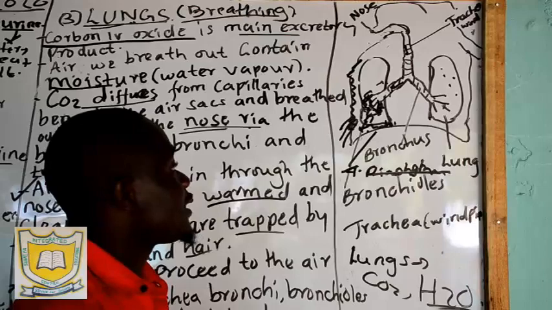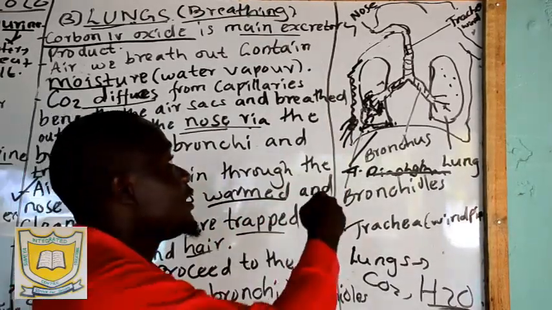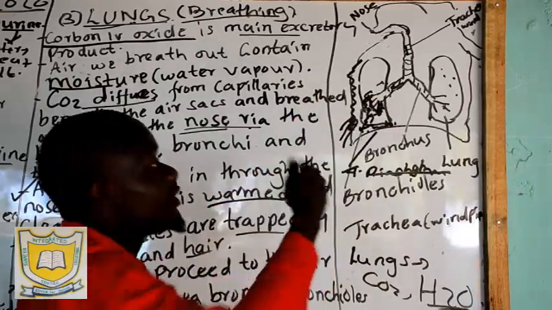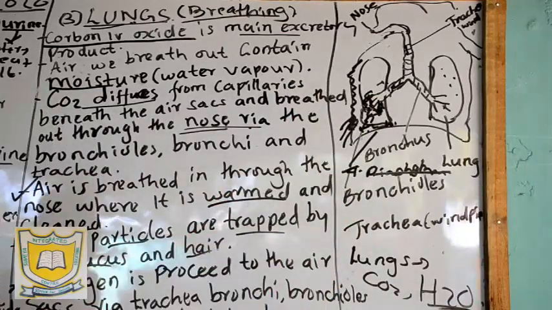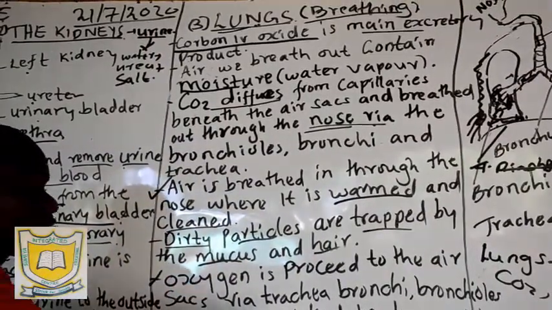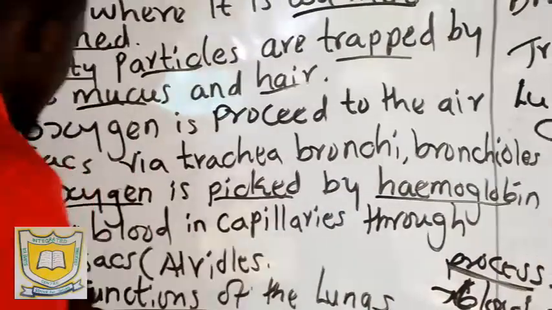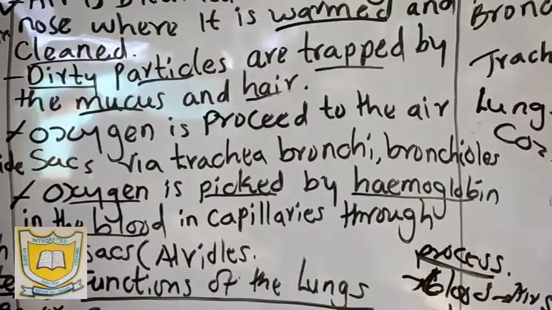Thereafter, after oxygen has been used, the blood is taken back to the heart through the vena cava, and the process continues. I've already talked about it. Oxygen is picked up by the hemoglobin in the blood capillaries.